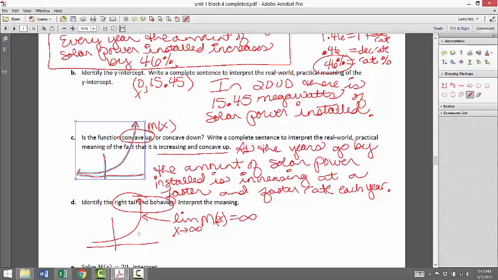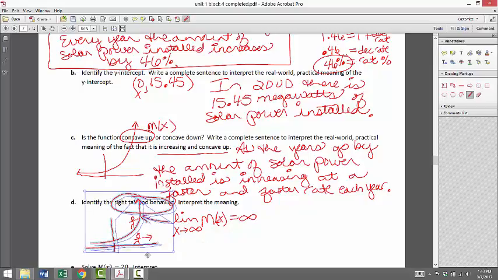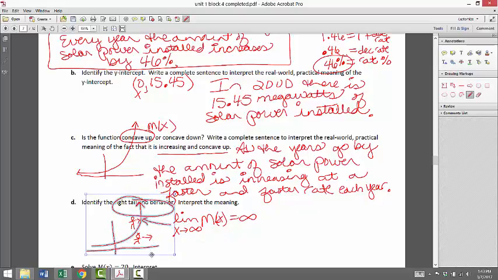We're saying as you walk to the right, if you imagine walking to the right on this function, your height would go up, up, up, up, up without any bound whatsoever. Now, if you think about that in real world terms, you're saying as the years go by, as you go further and further to the right, the amount of solar panels installed increases without bound.